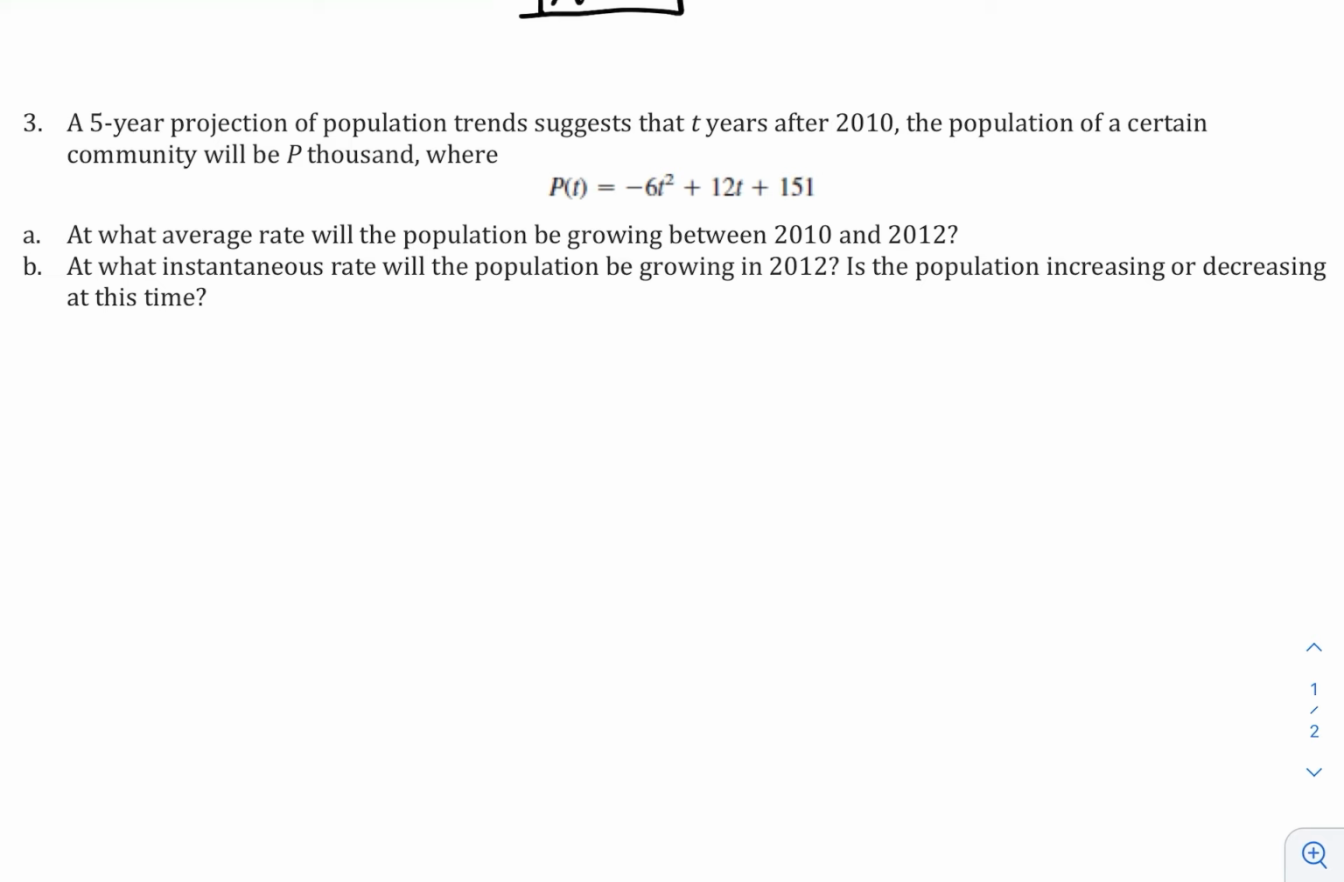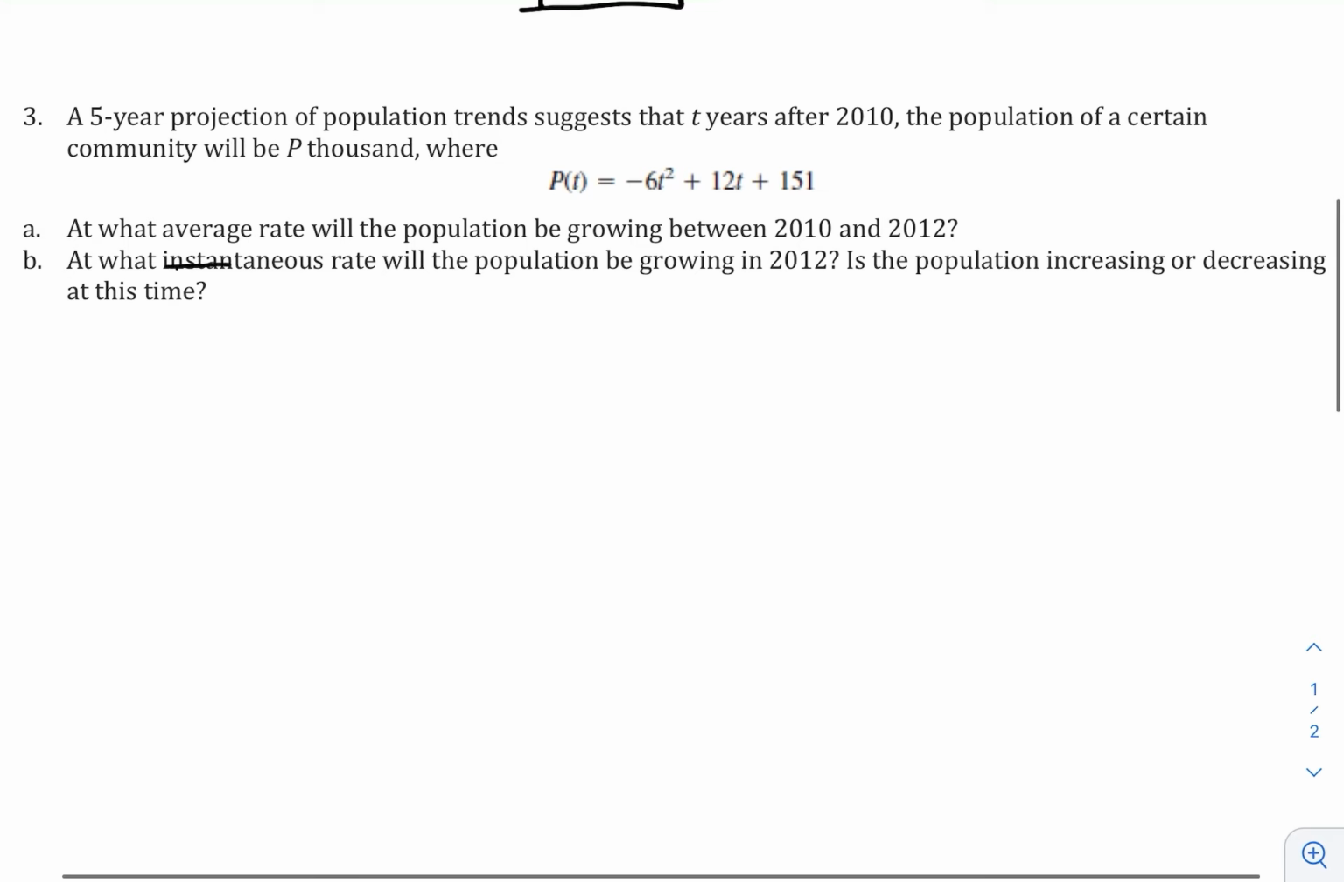And I just want to make a note here that it didn't have to say instantaneous. If it just said at what rate, you should know that, so this wouldn't even have to be here. Rate means instantaneous if it doesn't say average. So it's giving us 2 questions. What is the average? What is the instantaneous? So let's do average first because it's a little bit easier.